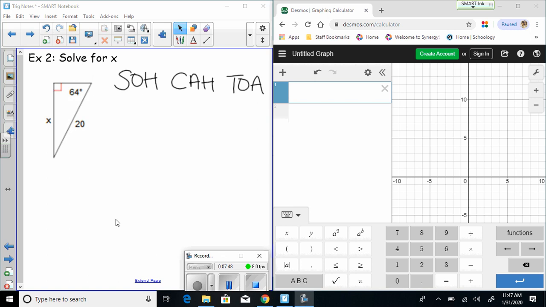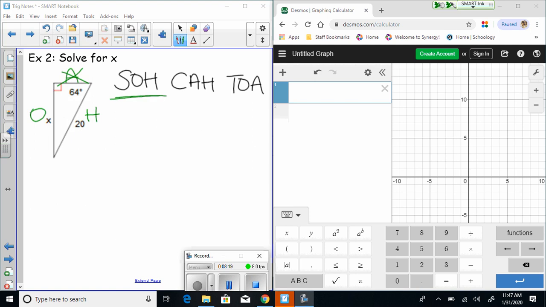All right, so example 2. I have one side given, I'm looking for another side, and I have an angle, so that's why I know I'm going to use trig. So I'm going to go ahead and label. I'm going to start with the hypotenuse, which is here, and then if 64 degrees is my reference angle, x is my opposite, and then this side is my adjacent. So I have no information given on the adjacent, so I'm going to cross that out.